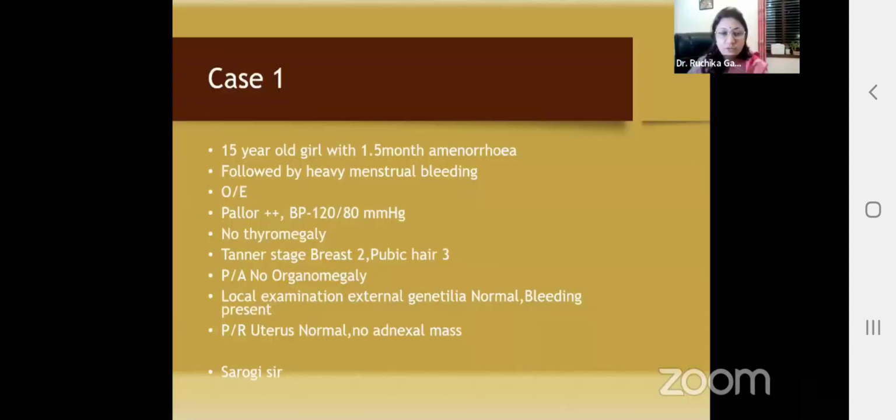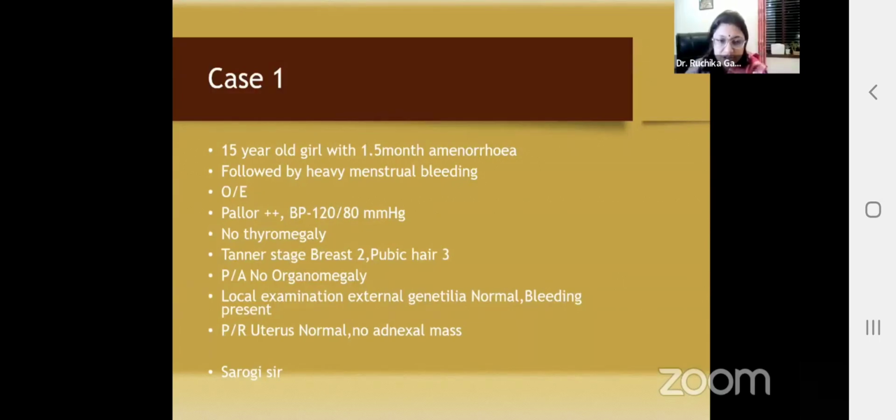So yes, without wasting the time, let us start our first case. We have a 15-year-old girl who presented to the OPD with 1.5 months of amenorrhea followed by heavy menstrual bleeding. On examination, she has 2-degree pallor. Hemodynamically she was stable, there was no thyromegaly, breast and pubic hair development was okay, and per abdominal examination was also okay.